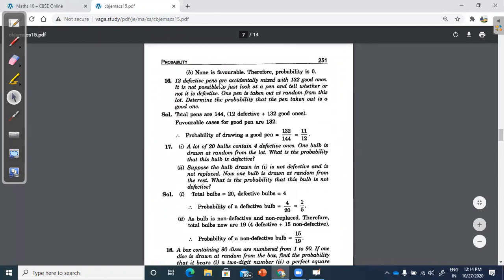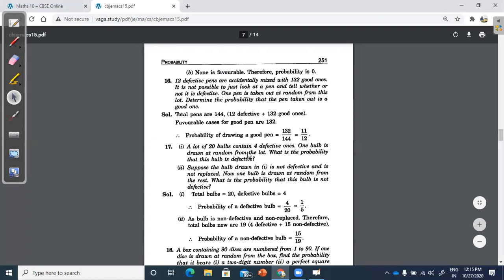Coming to the 16th question: 12 defective pens are accidentally mixed with 132 good ones. What is the probability of getting a good pen? So 132 good ones are there and 12 are defective. So the total number of pens will be 132 plus 12, 144. So the probability that you are getting a good pen will be 132 upon 144. Cancel by 12, you get 11 upon 12.